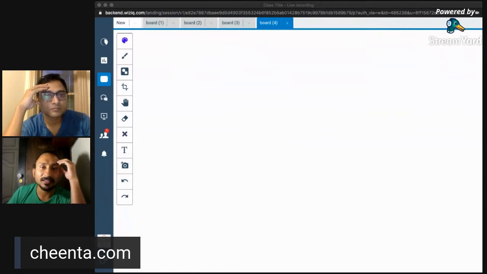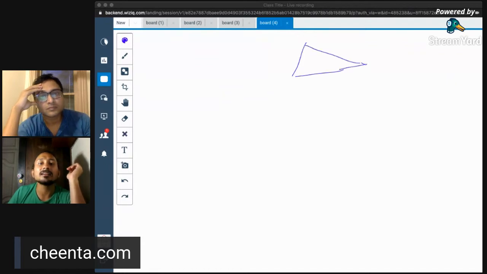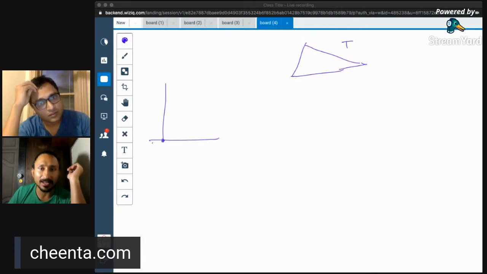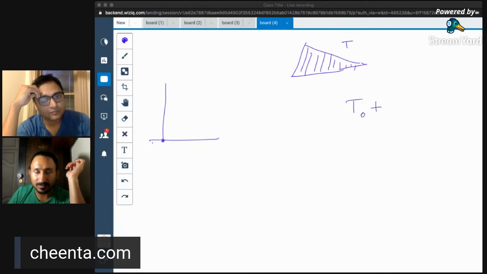Suppose we have any triangle T in the plane, and the coordinate axis is here. By T I mean the set of all points here. So this T can be written as T naught plus R, where R is some vector and T naught is the same triangle translated to the origin.